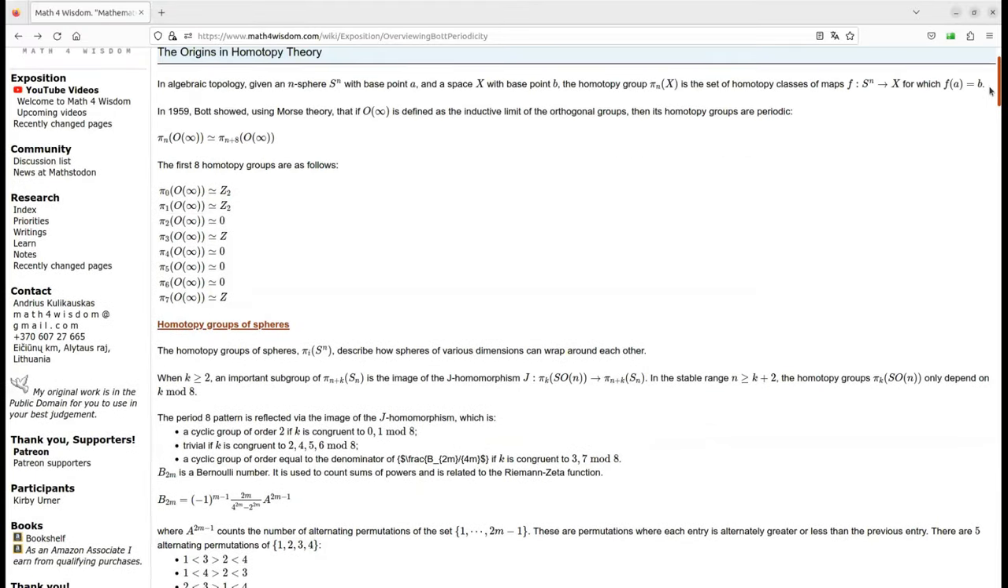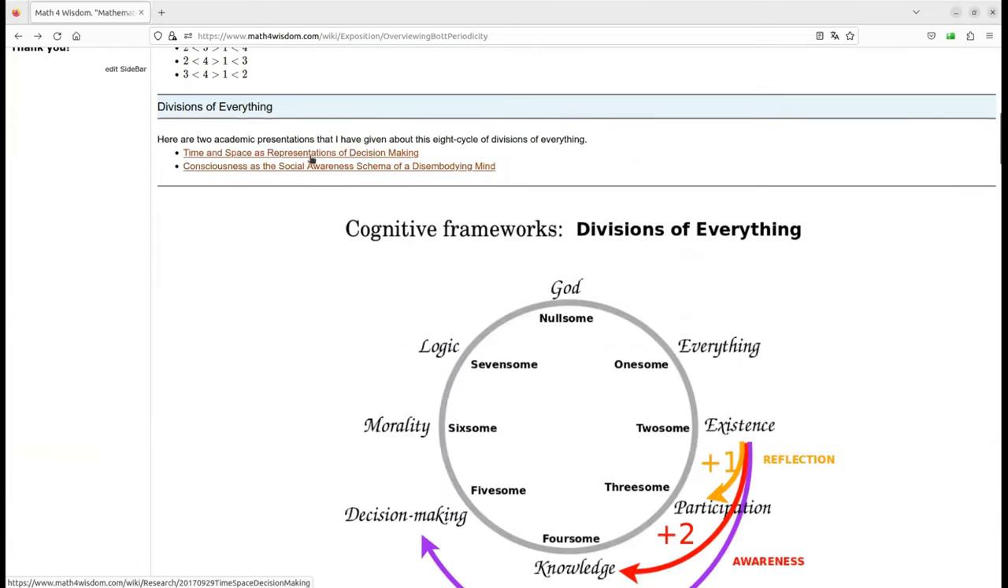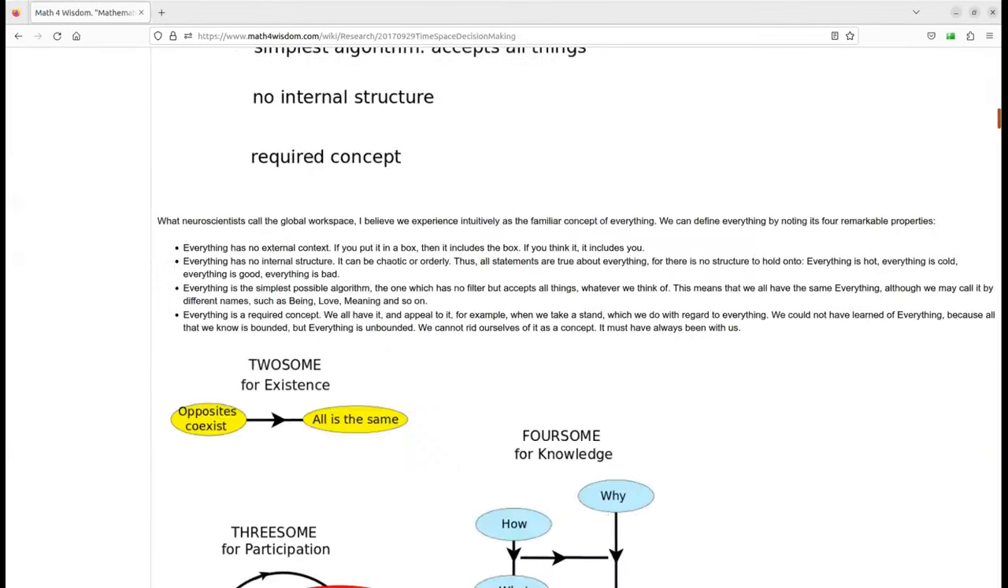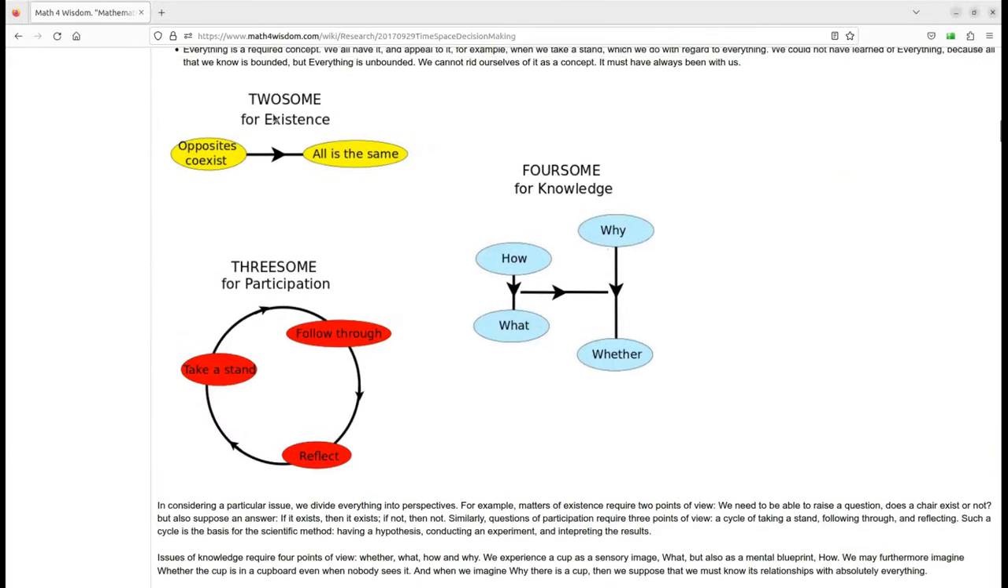Because now, of course, eightfold, this is just a coincidence, but what is the evidence that this could be more than a coincidence? Maybe just take a quick refresher look at these divisions of everything. This is the one for division of anything to five. These are the very fundamental ones. The twosome says that opposites coexist or all is the same. This is kind of like the complex numbers. The threesome says there's a learning cycle of taking a stand, following through, and reflecting, a little bit like the three cycle in the quaternions.